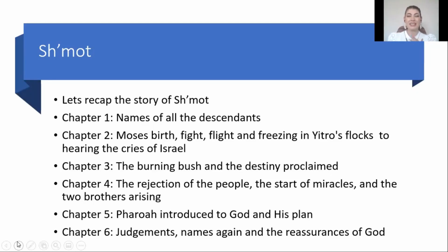This Torah portion has 6 chapters and it's absolutely impossible to cover everything. I really had to narrow it down, and I still think that there might be some things that we won't get to. But first of all, the first chapter has to do with the names of the descendants of Jacob that went into Egypt and where they are now and who are their descendants.